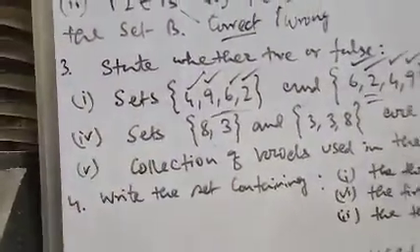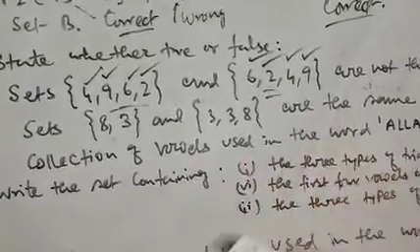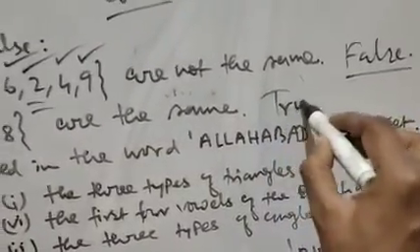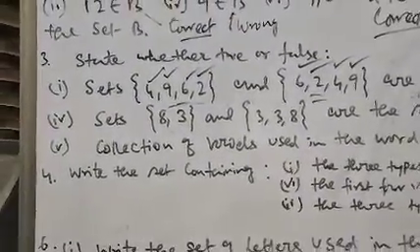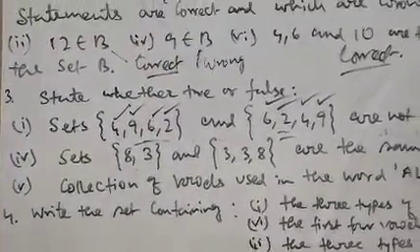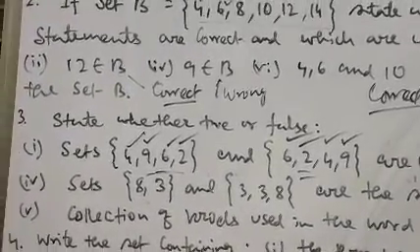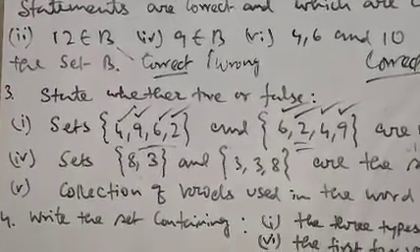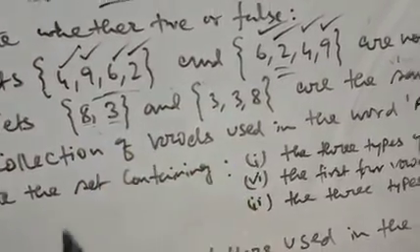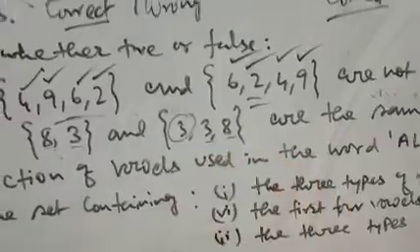Next, question number 4. Sets 8, 3 and 3, 3, 8 are the same. Yes, this is true. Recall the second property. The second property was that if you repeat one or many elements, the set remains the same. If you repeat one element or more than one element of a set, the set also remains the same. So see, here two elements are there, 8, 3. Here also there are two elements, 8, 3. Only 3 is repeated.